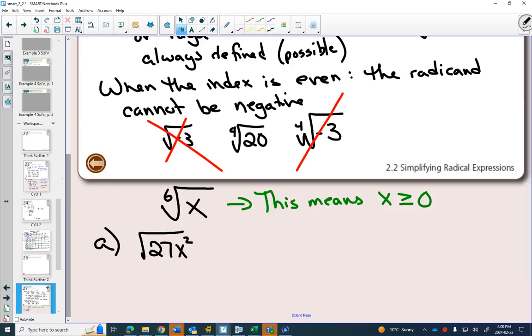-2 squared is 4, and 4 times 27 is 108. Can I take the square root of 108? Yes, so that's allowed. So -2 would be allowed. Is there anything that's not allowed? 0. If I plug in 0, 0 squared is 0, 27 times 0 is 0. Are you allowed to take the square root of 0?